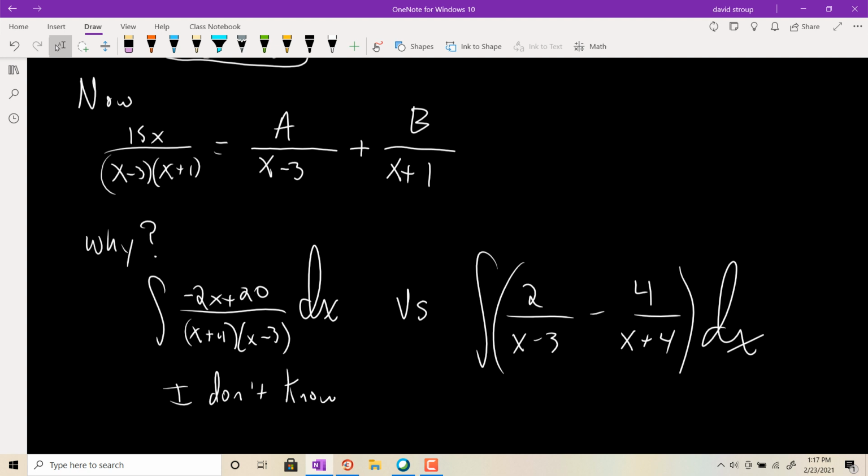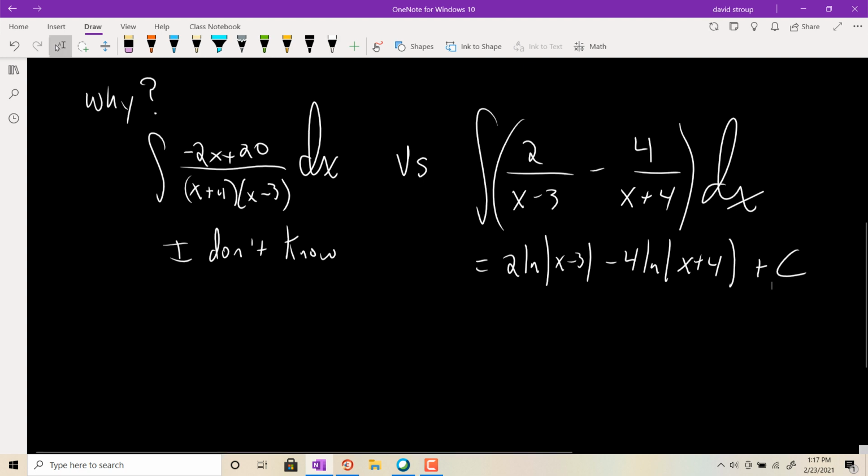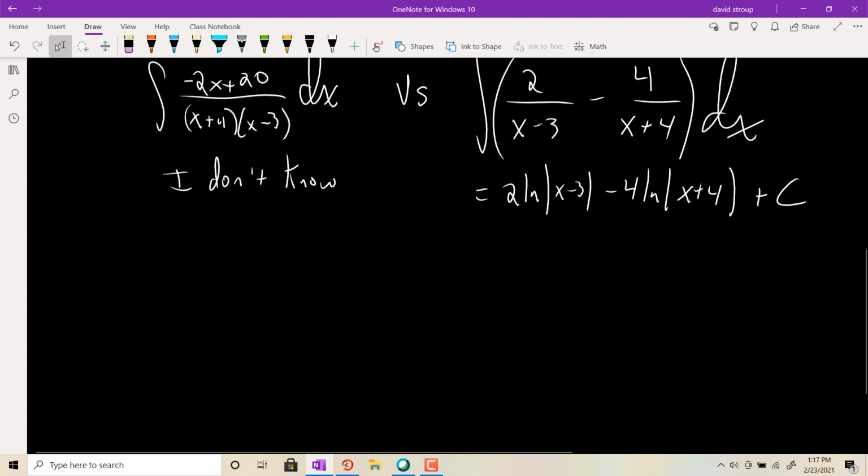But I do know how to do the second integral, right? So the second integral is just 2 ln absolute value of x minus 3 minus 4 ln absolute value of x plus 4 plus c, and I'm done, right? So that's the reason. That's why we want to do the decomposition. And so you have some motivation, right? So let's dive right in and see if we can figure out how this works.